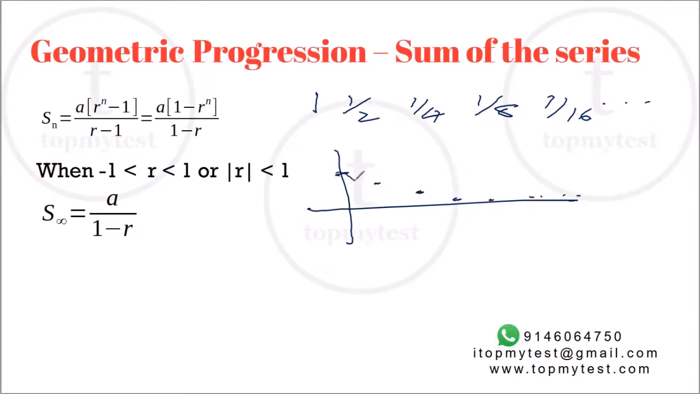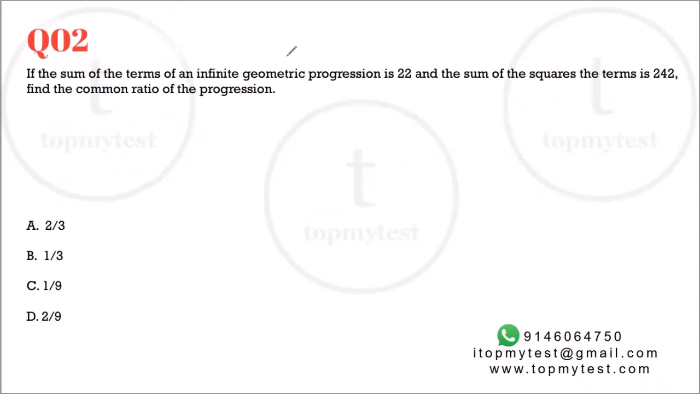So after a point of time, the additional value is practically 0. And the sum will reach an asymptotic sort of value, and that is estimated as this. If you put n equal to infinity, r to the power n will become 0. It will resolve to this particular sum. Okay, now let's try to apply this in a particular question.